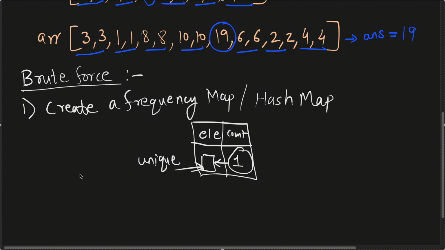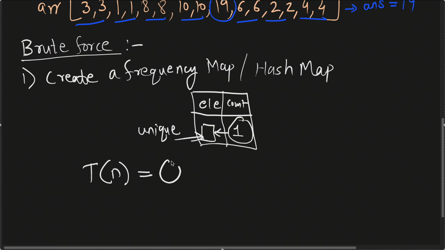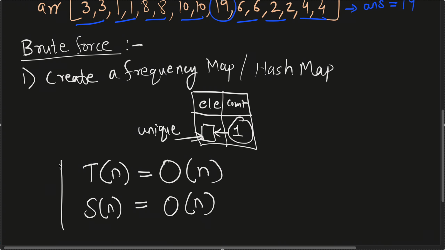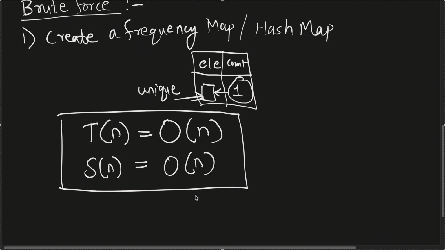Now what is the time complexity of this approach? We will traverse the array, so the time complexity is order of n. What is the space complexity of this approach? Because we have to store each element in the hash map, in the worst case we can store n elements in the hash map. So the time complexity is order of n, and the space complexity is also order of n. So this is one approach.